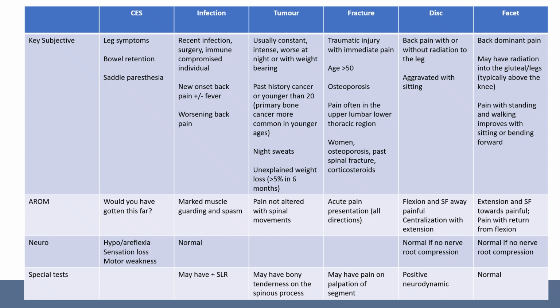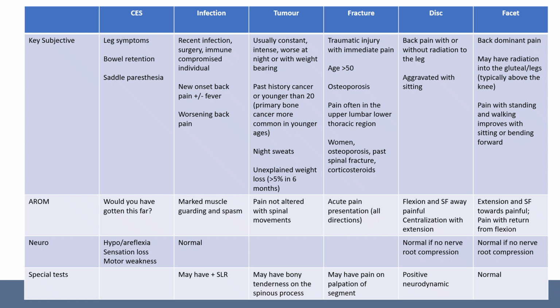For infections, we are thinking people that have had recent surgery, immune suppressed, and specifically high fevers with a new onset or a different type of worsening back pain. In the case of tumors, we know that primary tumors in the spine are quite rare. However, if they've had a past history of cancer or they're younger than 20, primary bone cancer can be common. We were typically expecting that they're going to have unexplained night sweats and unexplained weight loss, and that's typically more than 5% of weight loss in 6 months.